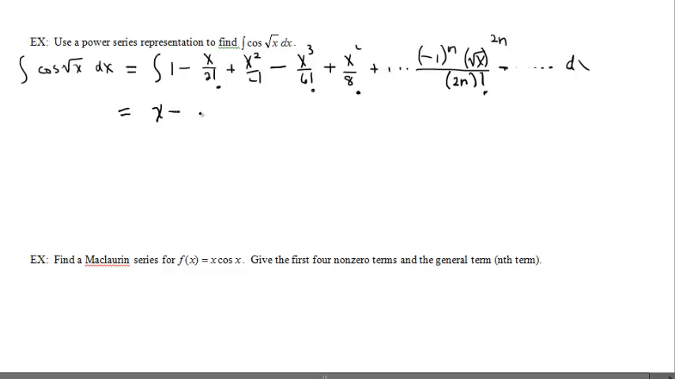Antiderivative, reverse power rule, 2 times 2 factorial, increase to 3, divide by 3, multiply by the 4 factorial that was there, minus x to the 4th divided by 4 times 6 factorial, plus this should be x to the 5th divided by, I'm assuming 5 times the next even number is 8 factorial. This is ridiculous.